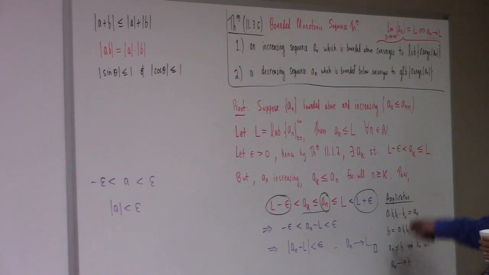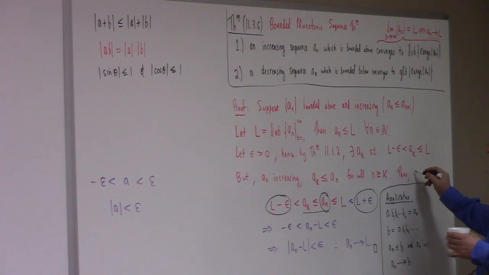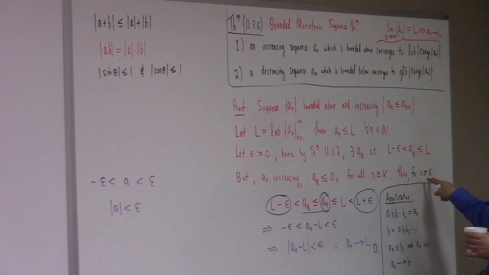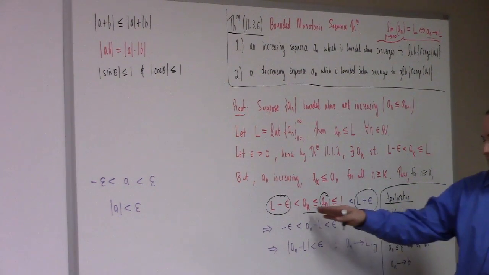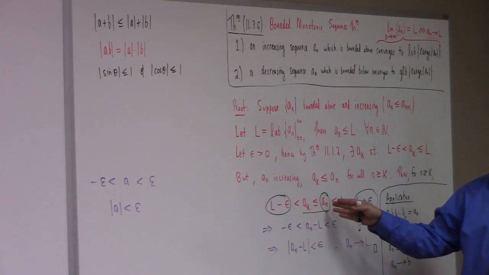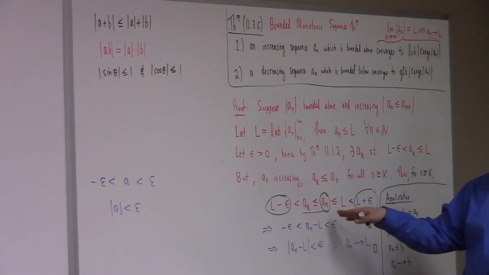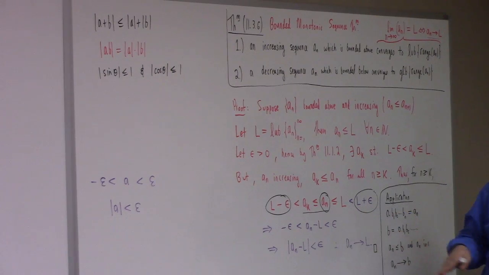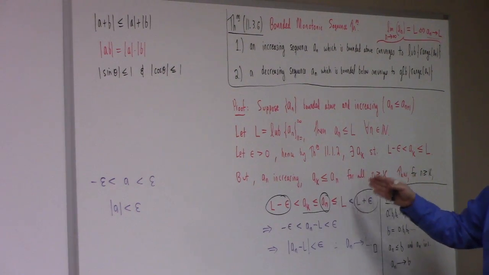For n greater than or equal to k, for such n as that, we have L minus epsilon is less than a sub k. But what else do we have? Well, a sub k is less than or equal to a sub n, because the sequence is increasing, right? So if I increase the index, I increase the value. This is by definition of increasing and the fact that n is greater than or equal to k. But hey, L is an upper bound on the sequence, right? So a sub n is less than or equal to L. But then certainly you can add a positive quantity, right? So what I have then is L minus epsilon is below a sub n, and L plus epsilon is above a sub n.